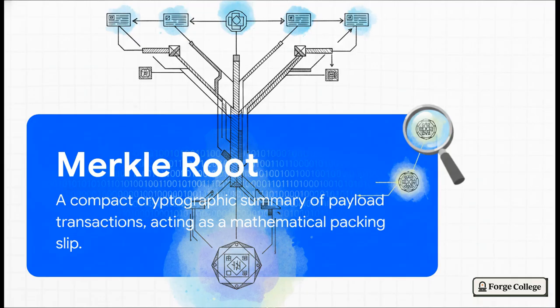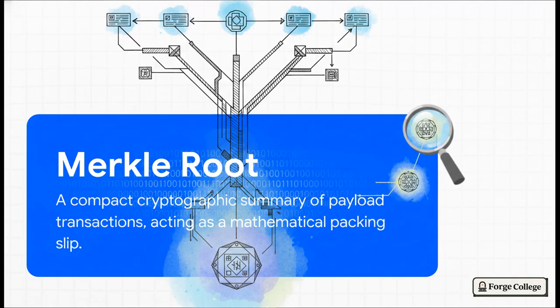A massive concept here is the Merkle root. I know, it sounds like some kind of root vegetable, but it's actually a brilliant piece of cryptography. A Merkle root derives from hashing transaction pairs over and over until just a single compact root remains. It summarizes all the transactions in the payload into one tiny string of text. It basically acts as a mathematical packing slip.